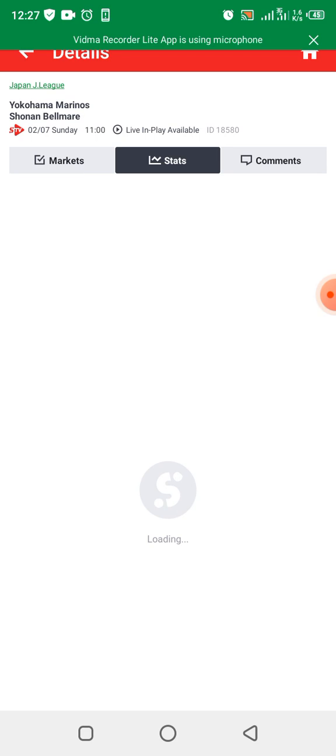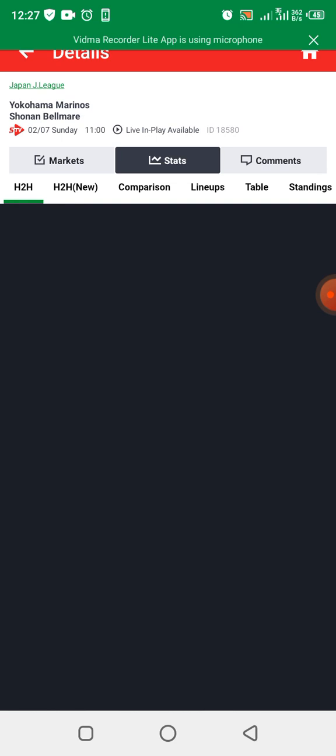So now let's check the stats of these games. After clicking on the stats, you always have two head-to-heads. There's one particular head-to-head that gives out form, and there is another one that shows you the average performance, their average past performance. So now let's wait for the network to load.